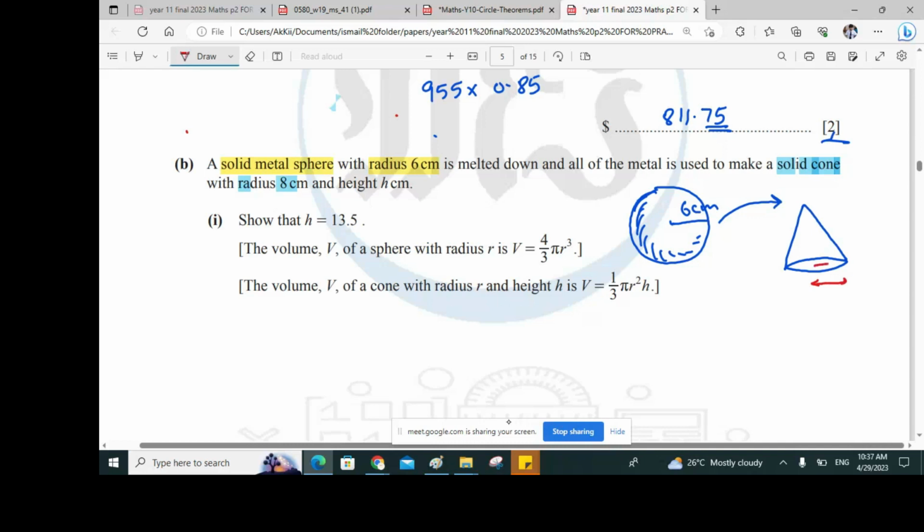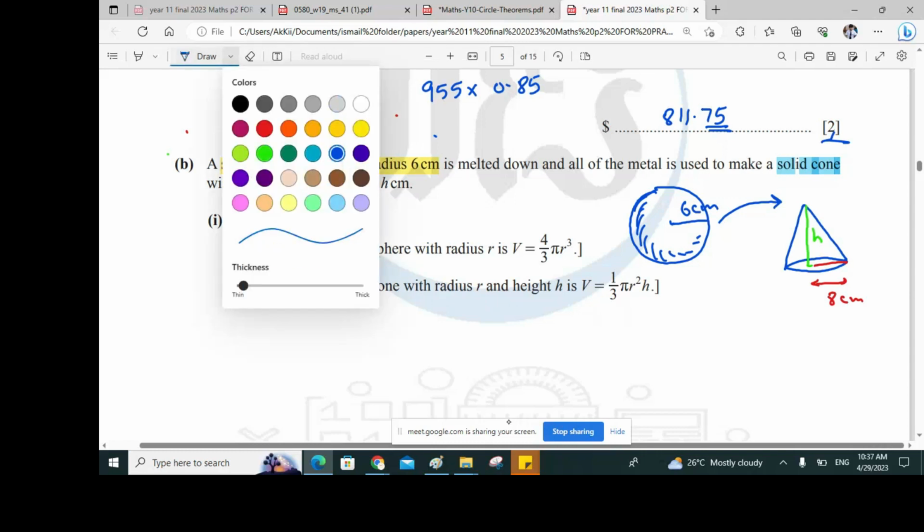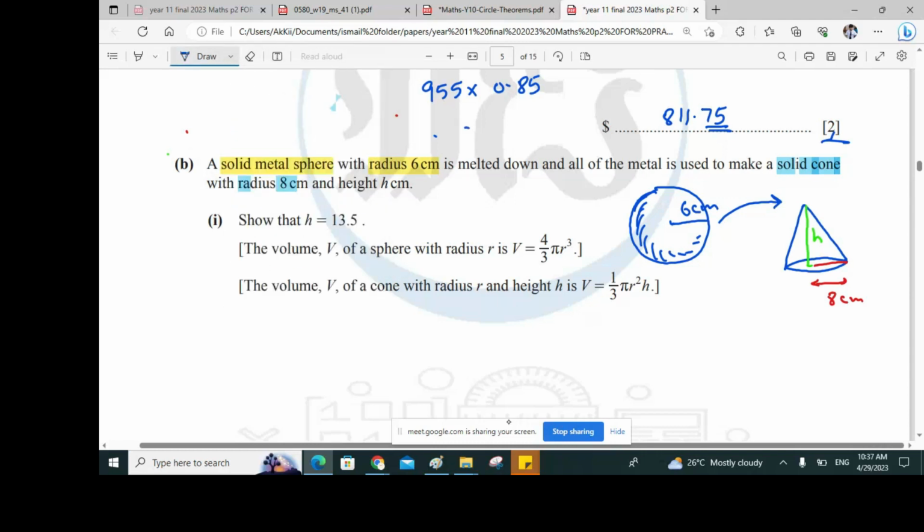This is that radius, it is 8 centimeter. And the height of it, with the green pen I'm going to make the height, and this height is unknown. So if I convert this by this situation, I can see that the volume of this must be equal to the volume of this cone, because the volume will remain same if the metal is not being wasted or anything else happened.